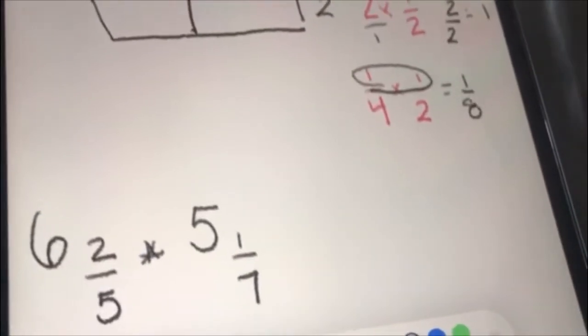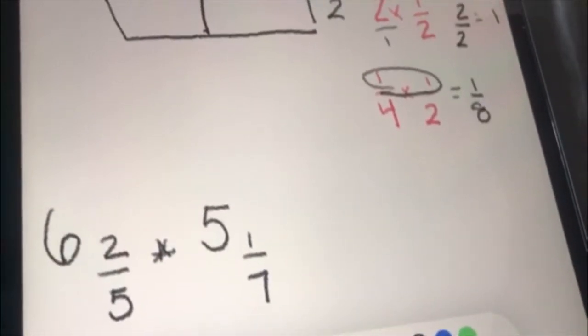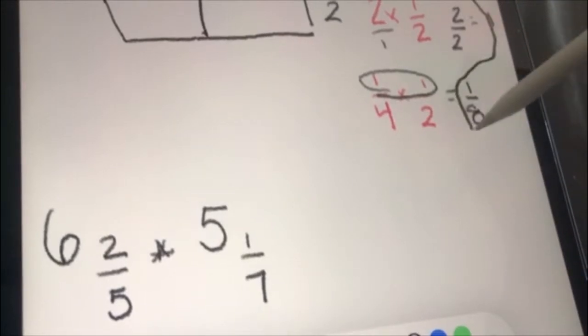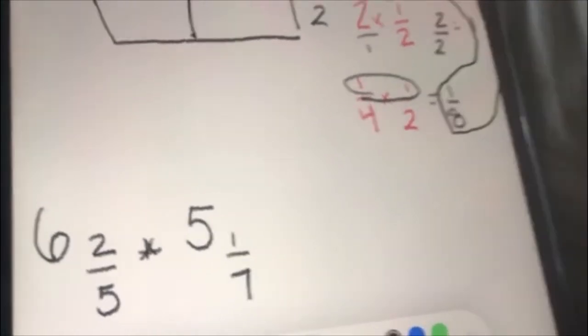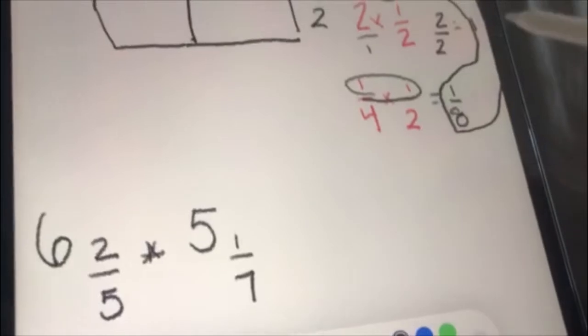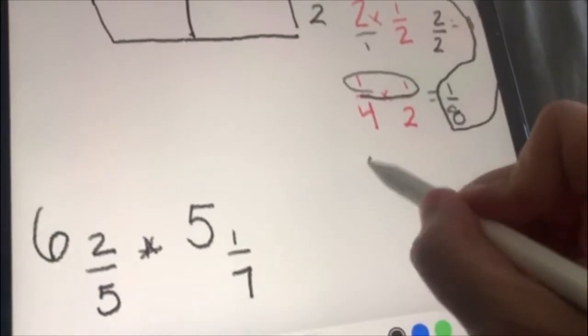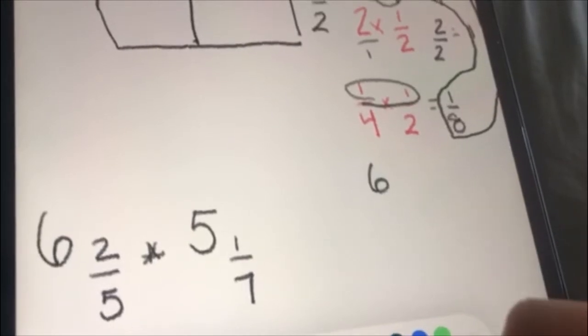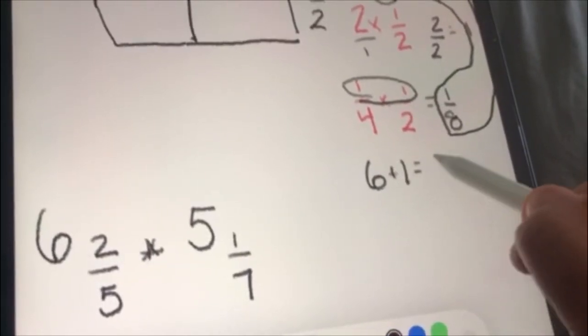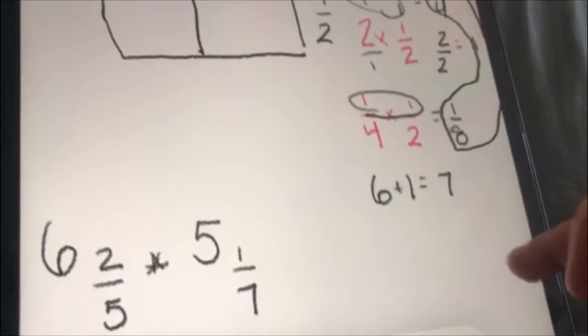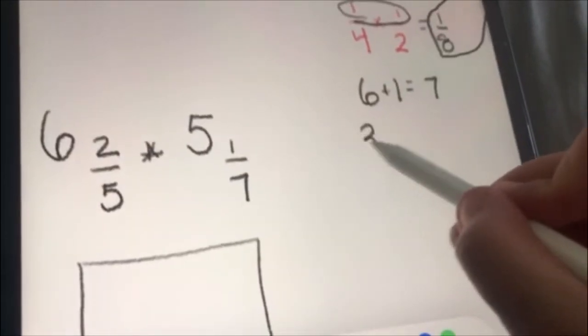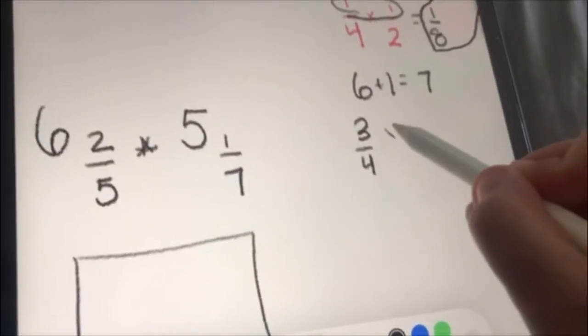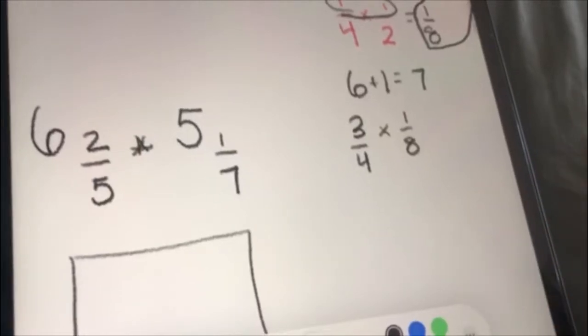Okay. So now what am I going to do with all of these numbers? Well, I'm going to add them up. Okay. So the first thing I'm going to add up is 6 plus 1 here, because I know that's 7. Okay. And now I have to add up 3/4 plus 1/8.